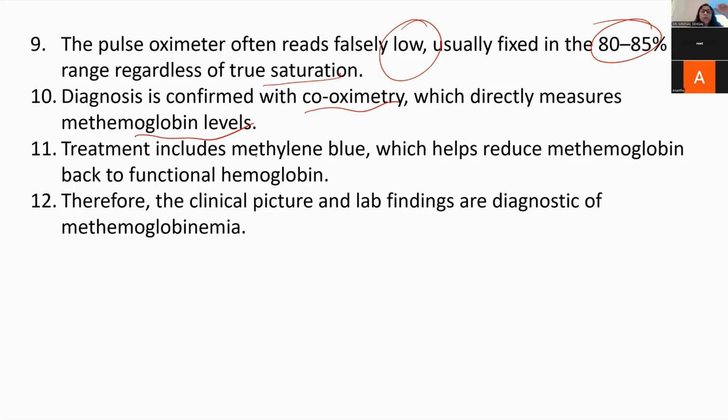Now, the treatment will include methylene blue. The typical antidote for methemoglobinemia is methylene blue, which helps to reduce the methemoglobin back to the functional hemoglobin.